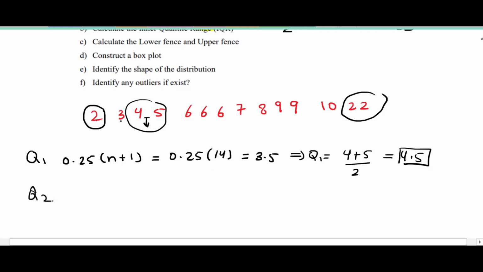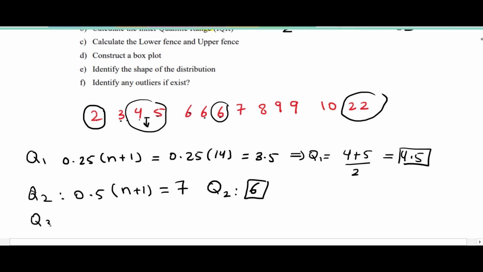So what about Q2? You do the exact same thing. Q2 is basically your median, so that's just 0.5 times n plus 1, and that gives you 7. So the 7th position, or the 7th number, is your Q2. 1, 2, 3, 4, 5, 6, 7, that's 6. So your 50th percentile is 6.